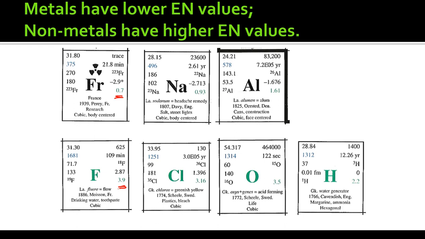Sodium, another metal, very low, 0.93. Aluminum, a metal, a little bit bigger, but still on the lower side of our 0 to 4 scale. Chlorine, pretty high, 3.16. Oxygen is the second highest of all after fluorine at 3.5. And hydrogen, getting toward the middle again, a little bit more like aluminum at 2.2. So in between, but still on the higher side.